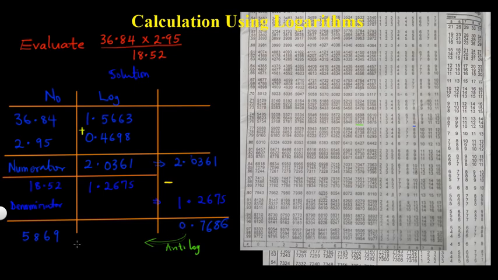Now that we are done with this number, to know where the decimal will be, this is 0 here. You add 1 to whatever number we have here. In this situation, we are having 0. Add 1 to 0 gives you 1. So count the number 1, then your decimal will be here. Therefore, this problem will become 5.869.